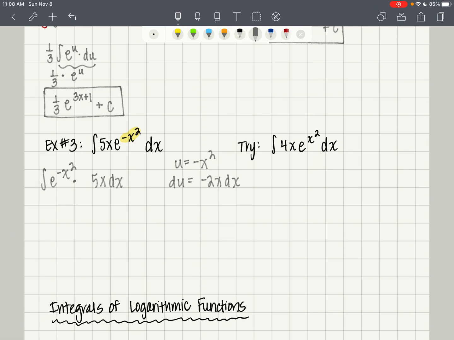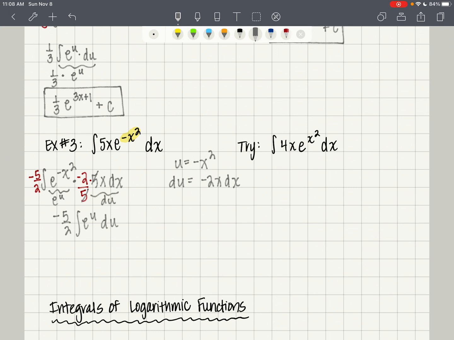So everything's perfect except for that 5, so we need to undo the 5 and replace it with negative 2. So if I multiply by negative 2/5 on the inside of the integral, we'll multiply by negative 5/2 on the outside. That gives us negative 5/2 times the integral. Those 5's are going to cancel out, and we'll have e to the u du.